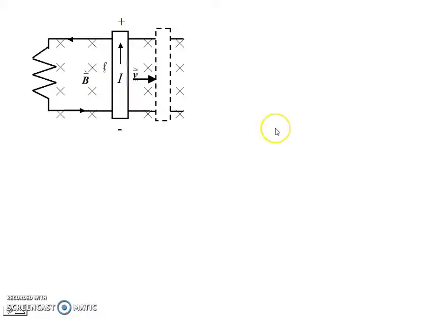We draw the dashed line and say it's over to the right sometime later. It's traveled through some distance delta x. We should be able to see that the area of the loop has changed, the area being the length of the conductor times the width of the loop here, and so it's really A equals L times X, and X is the thing that is changing.